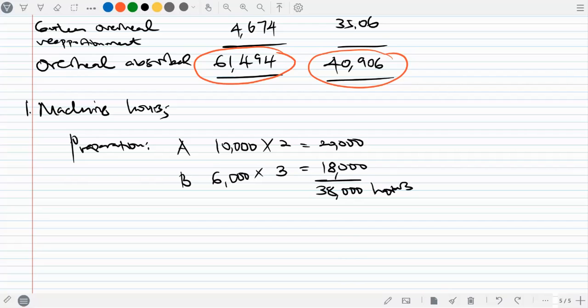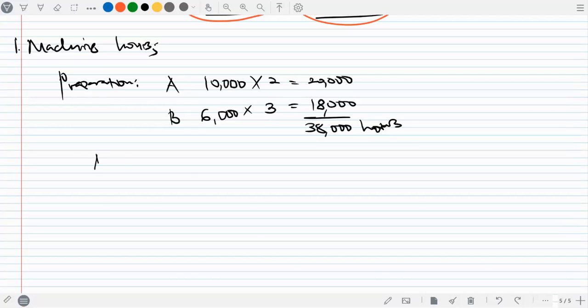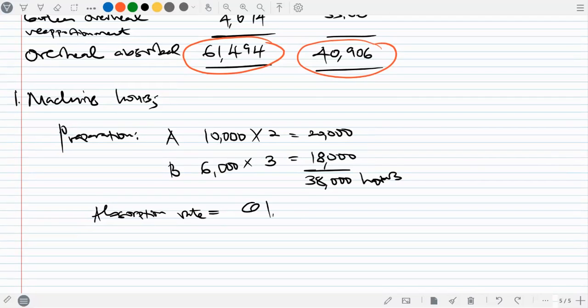Therefore, the overhead absorption rate for the preparation department will be equal to the overhead for the preparation department, which is 61,494. We divide by the total machine hours, which in this case is 38,000. And you get how much? $1.62 per hour.